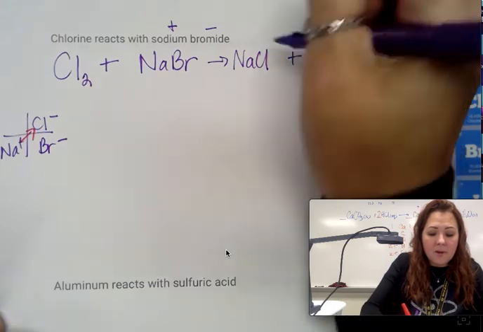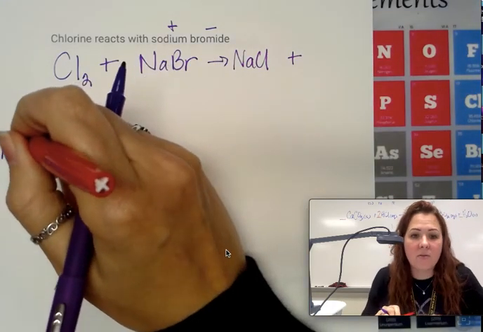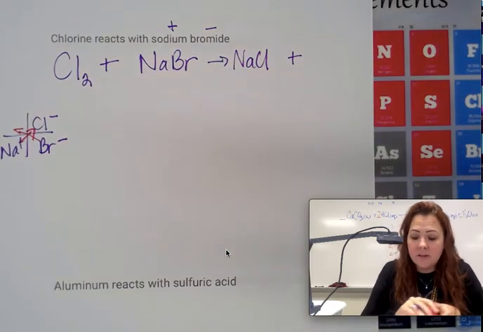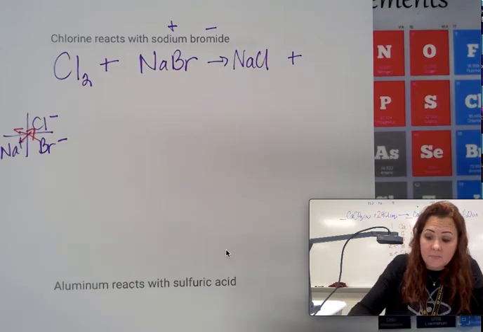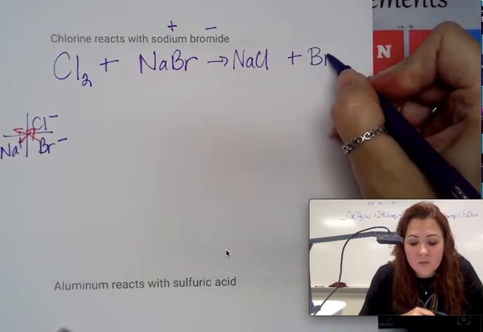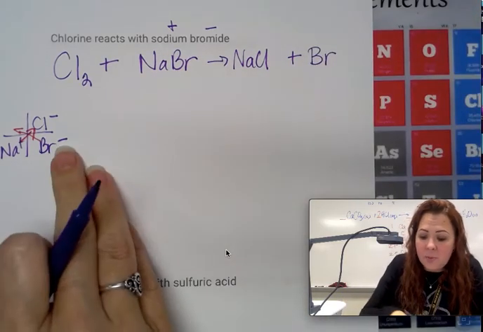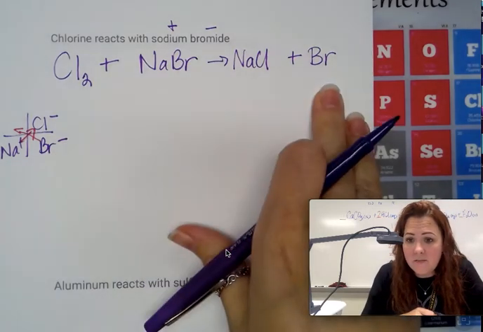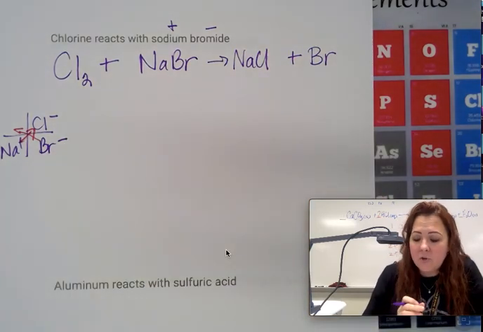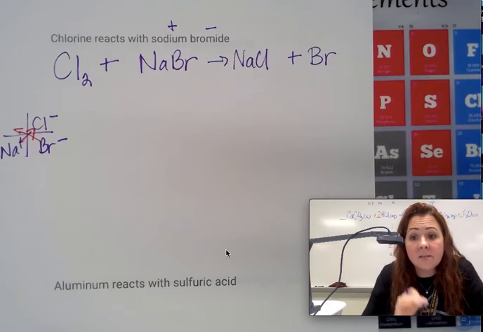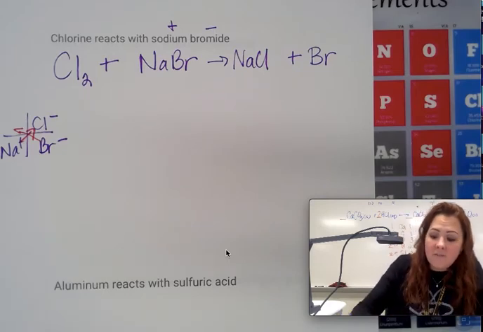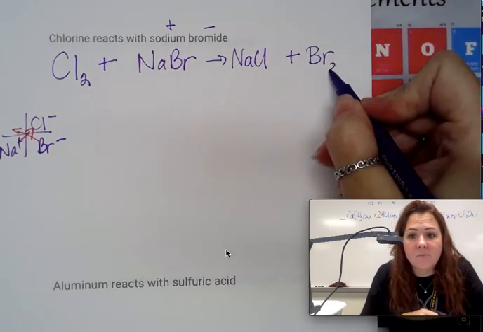Plus, bromine doesn't have anything to pair up with. That means that bromine is going to be my single element. With bromine being a single element, I don't write the negative, because when we have a reaction like this, we don't have negatives or positives. But I do need to figure out, because it's a single element, is it in Brinkelhoff? Is it a diatomic element? Brinkelhoff starts with Br, so it gets a 2.